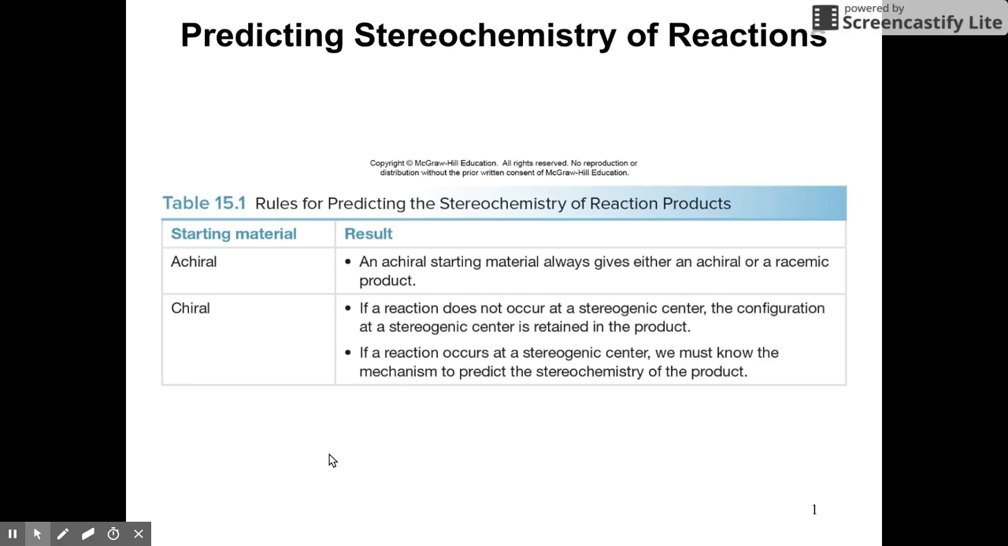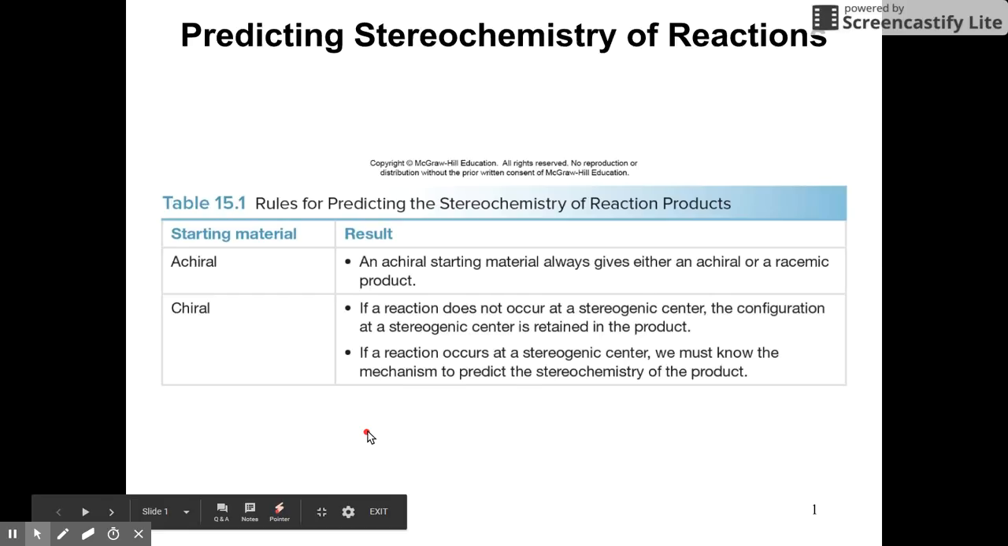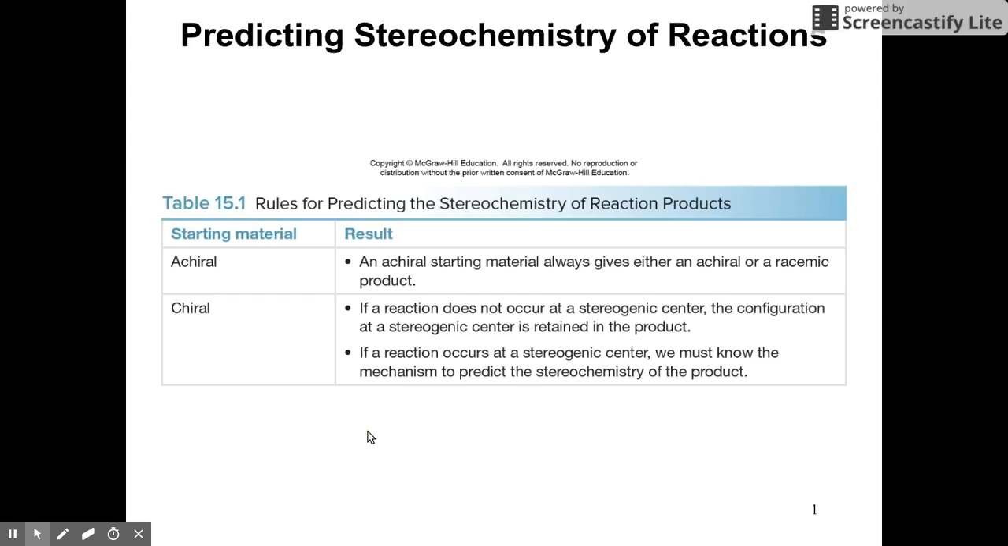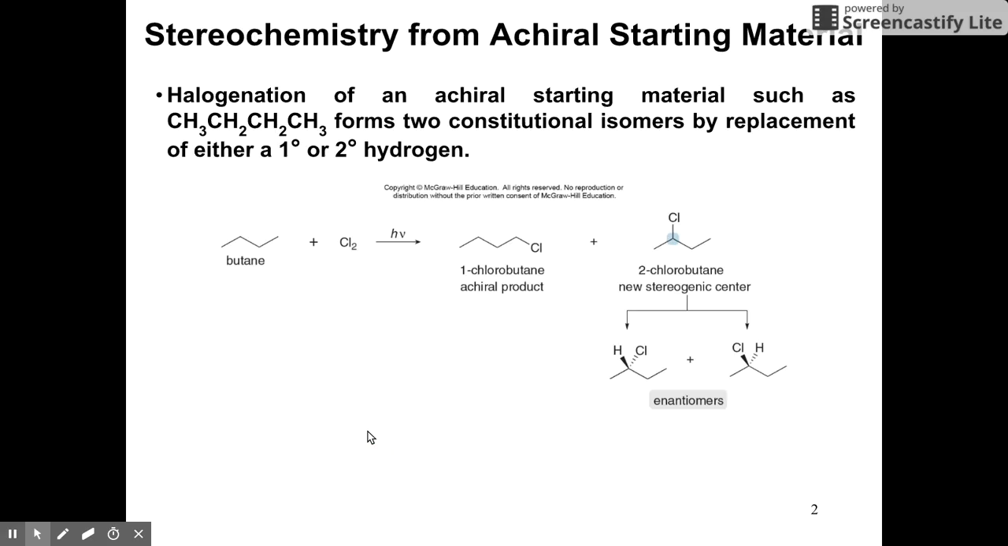And so especially this first row, where if you start with an achiral starting material, you're not going to get chiral products. You may get a racemic mixture, but you're not going to have a chiral product. As far as the chirality, it depends on where the reaction's happening, whether it's happening at a chiral center or it's not, or it's happening at another carbon, and we'll see those things.